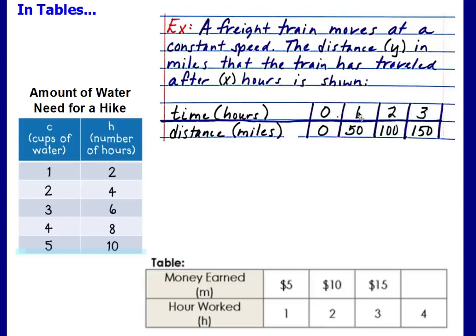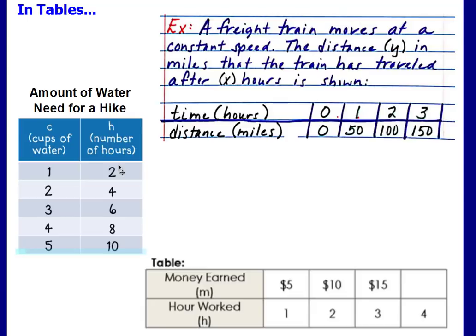We can change the time. We can just travel for 1 hour. We could travel for 3 hours. But our distance is going to depend on the time. I can't say, oh, I'm going to travel 1 hour, I'm going to travel 150 miles, and that's going to equal an hour, because that's not true here.